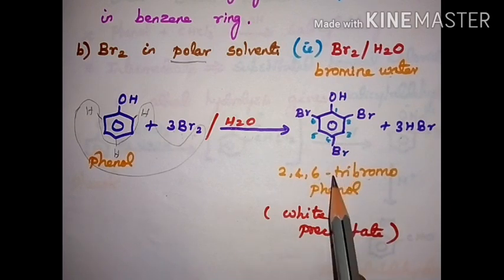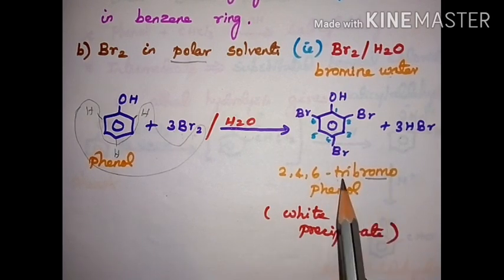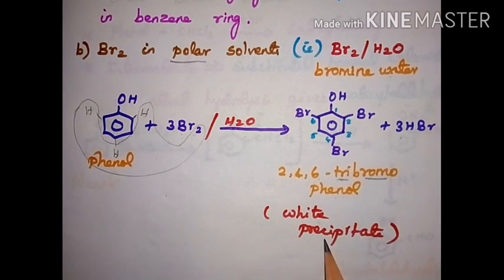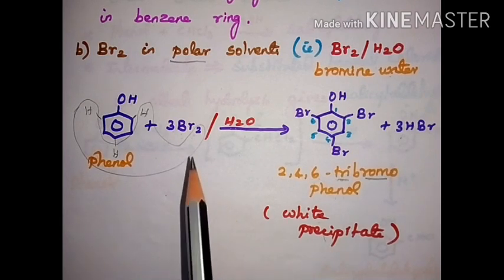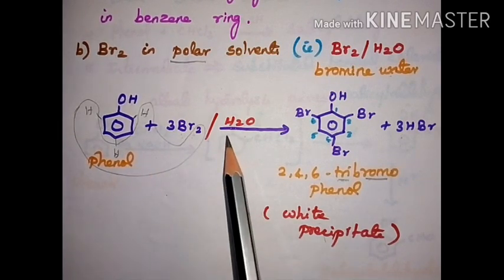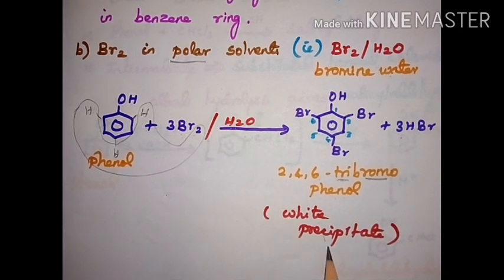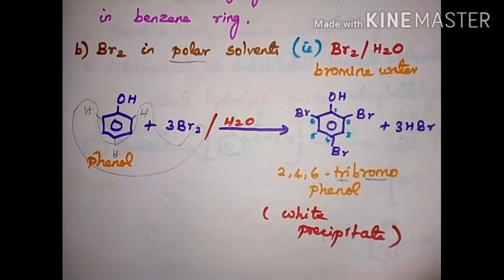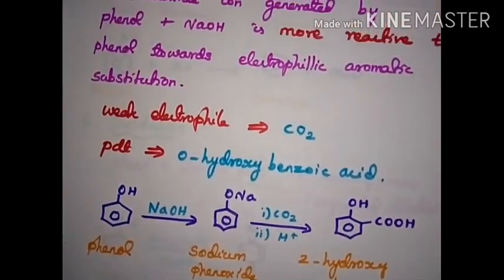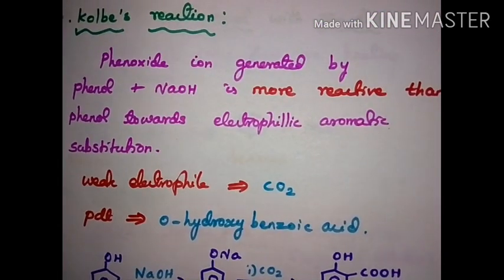2,4,6. Which is attached here? Bromo. How many bromo? 3. So tri. In which compound? Phenol. It forms a white precipitate. That means it has a tendency to decolorize the bromine water. Phenol has a tendency to decolorize the bromine water. So that only we get a white precipitate of 2,4,6 tribromophenol. And the next is an important name reaction.